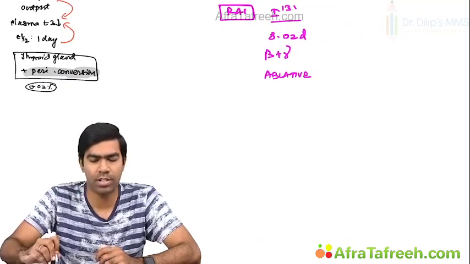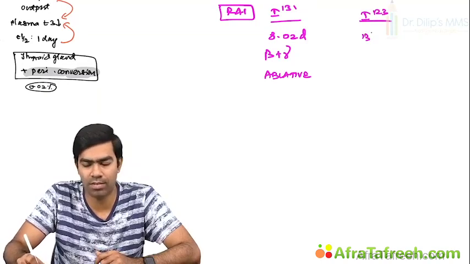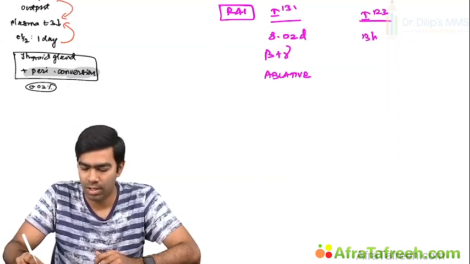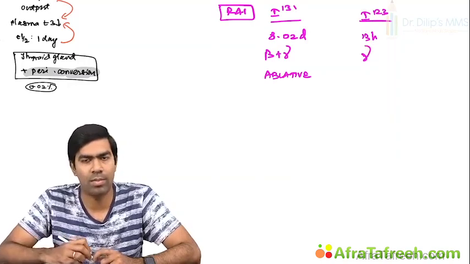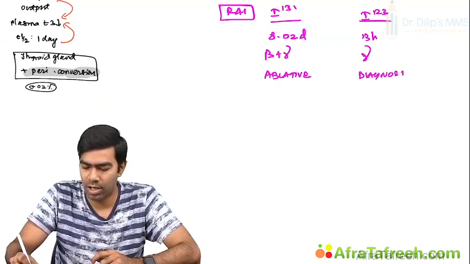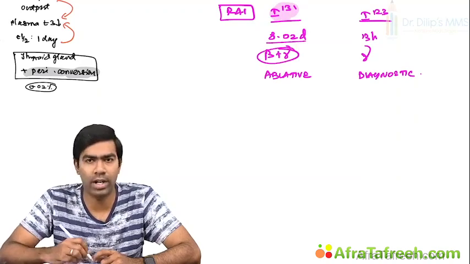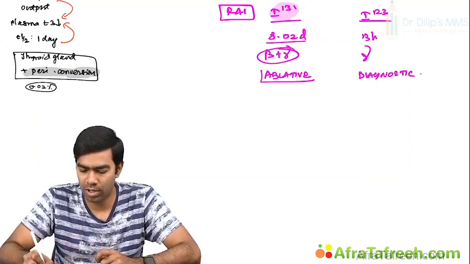Why did I tell you this many points about I-131? Because you have another compound called I-123, whose half-life is only 13 hours, and it is going to emit only gamma radiation, and it is used for diagnostic purposes and not ablative purposes. Remember, I-131, because of the longer half-life and more radiation delivered, is used for ablative purposes.